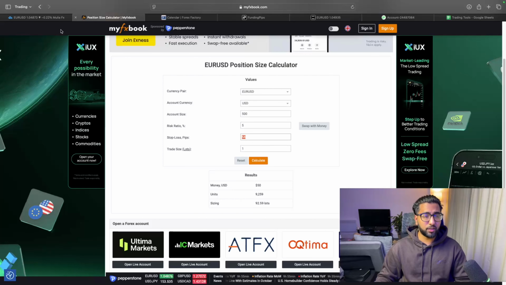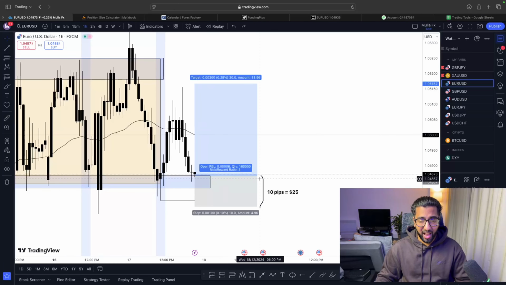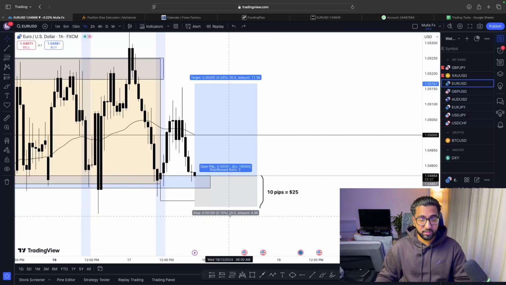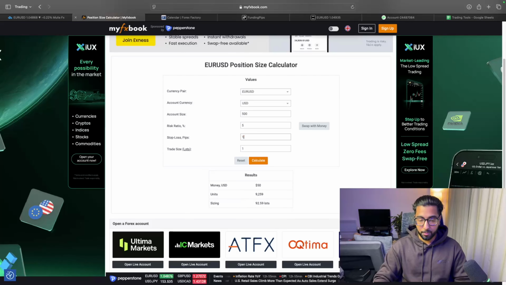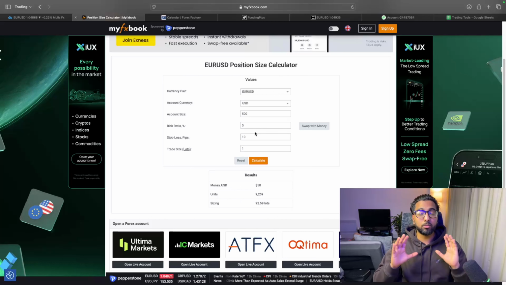Stop loss. Now, this is very important. We have to go back here and calculate the total of the stop loss. Well, TradingView does it for us. It lets us know down here. It says 10.0. So that shows me that this is 10 pips. You go here, you plug in 10 pips, and that's it. You don't touch anything else. Don't fiddle around with anything else. You just let it do its thing, and you calculate.